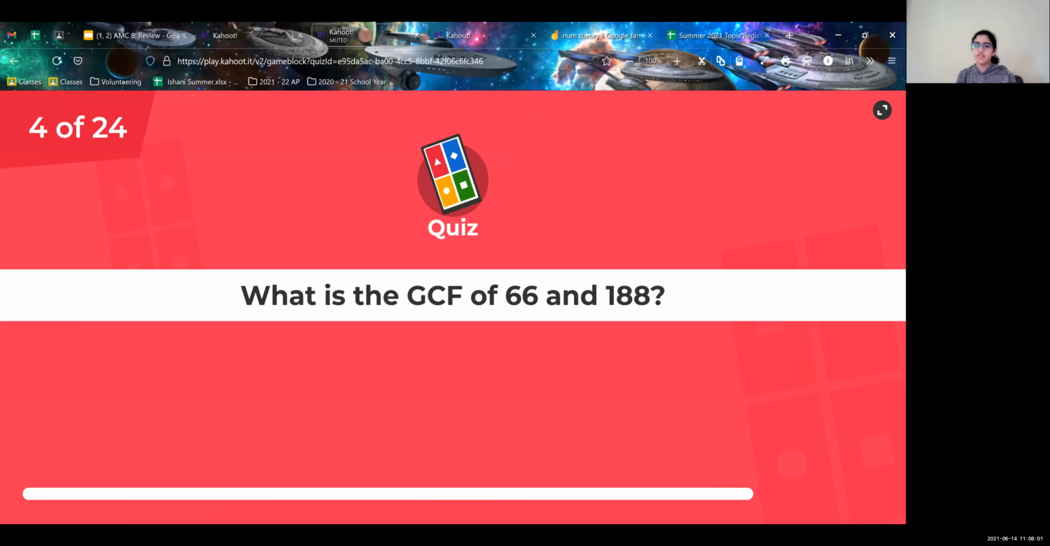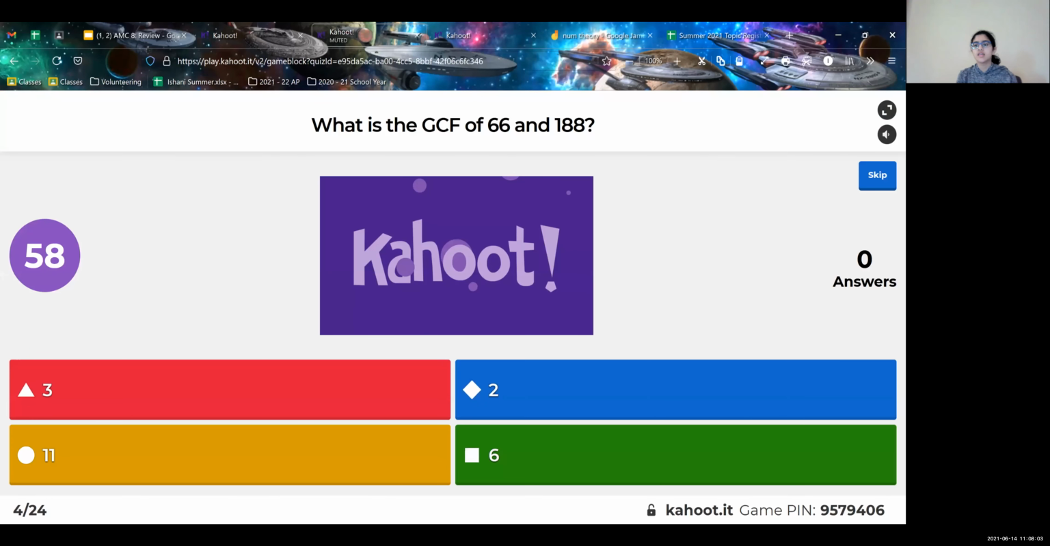Okay, so what's the GCF of 66 and 188? Also, these questions are in random order, so some of them may be easier than others, and some of them might be harder than others. That's okay if you have connection issues right now, so long as you know how to solve each problem, or you have an idea of how to solve each problem.